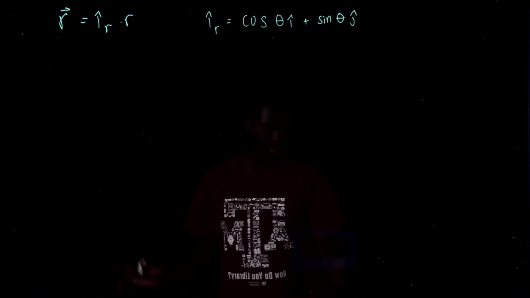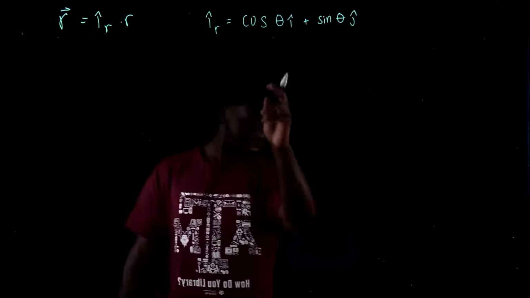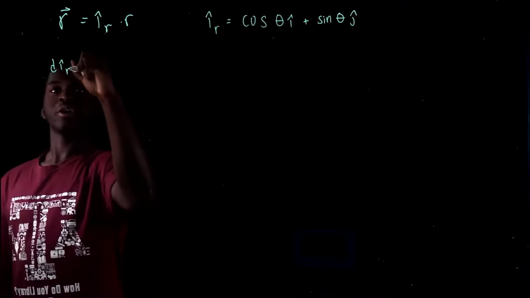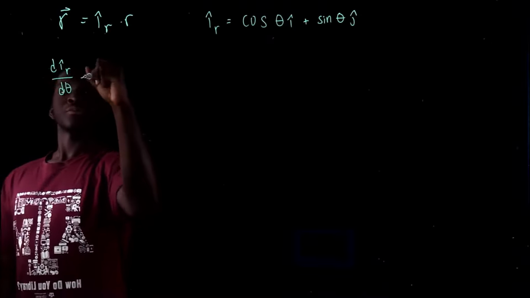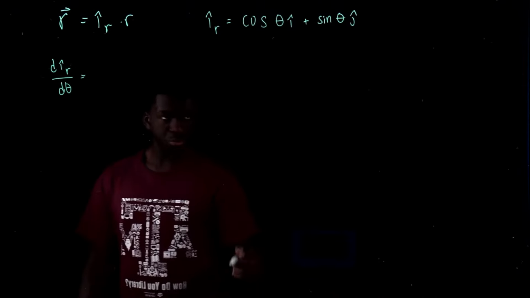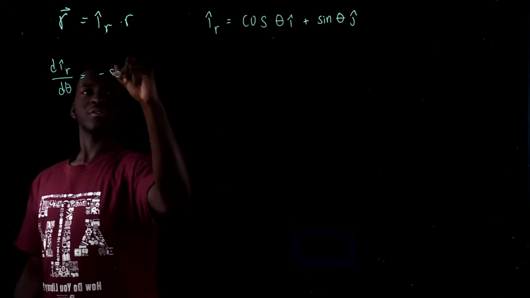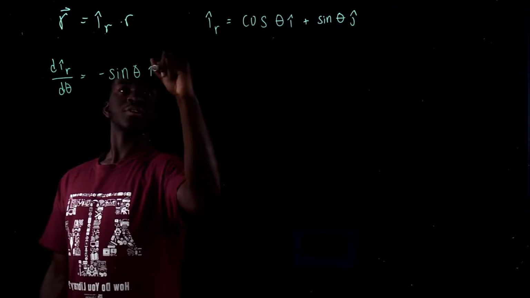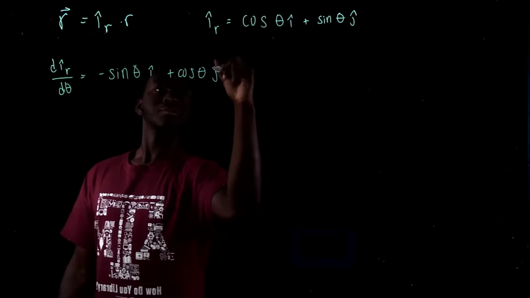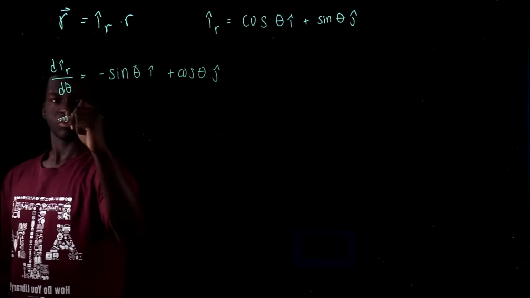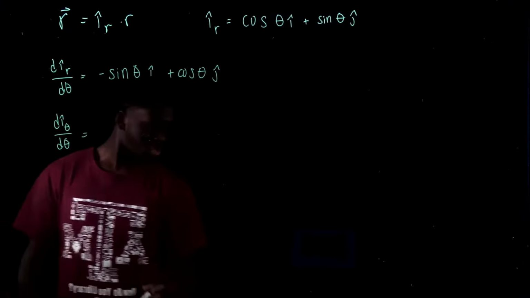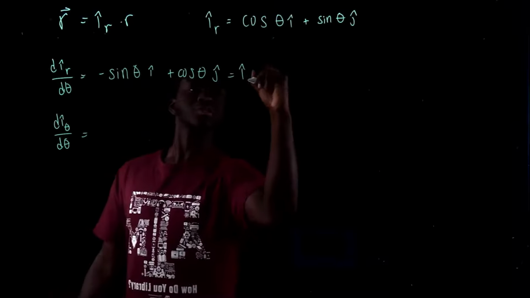Then after that, you're going to have to take the derivative of both of them, di_r over d theta. I heard this one is called chain rule. So you just take the derivative of that. It's going to be negative sine theta i hat plus cosine theta j hat, and this is equal to i_theta.